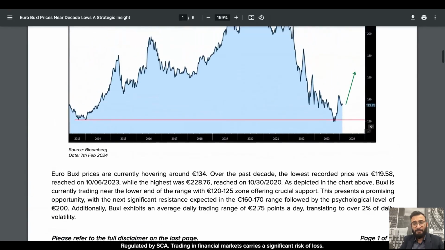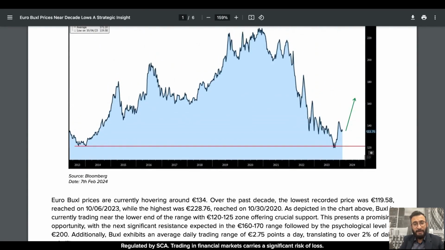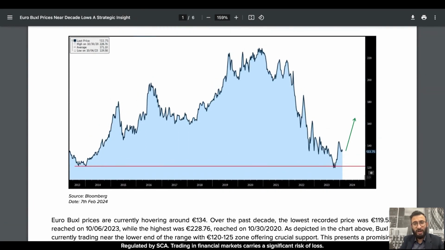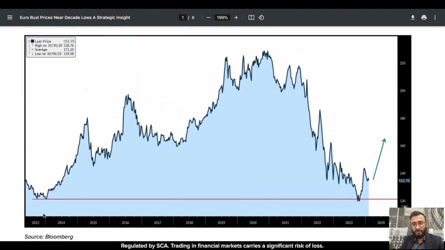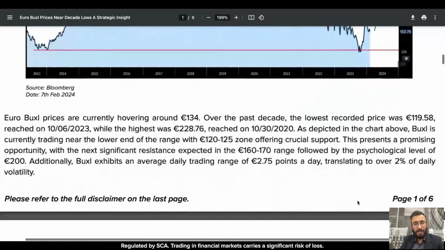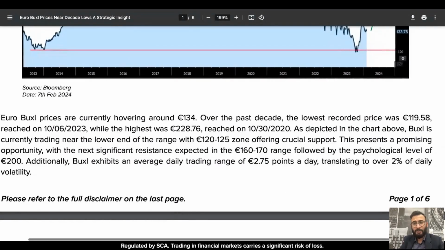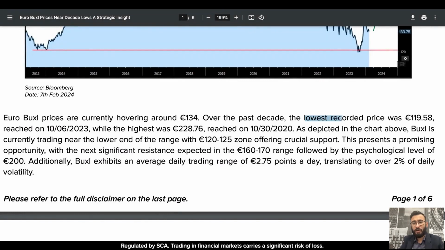Let's see what the lowest has been in the last 10 years. If you see this chart for Euro Buxel, this is from 2013. The lowest it has gone is somewhere around 118 right here. Let me read this out for you. The lowest recorded price was 119 euros, in 2023. The highest has been around 228 euros, in 2020.